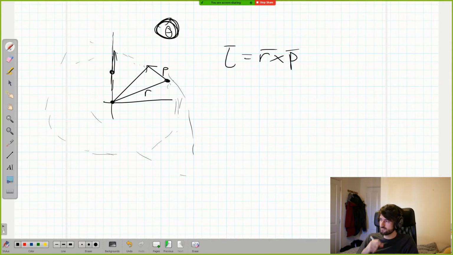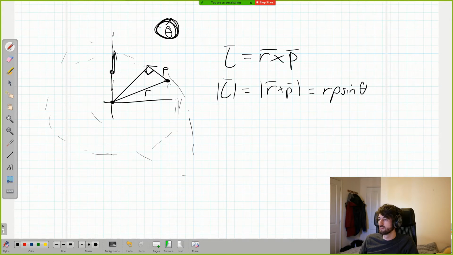Okay? And in this case, we've actually got quite an easy one. The cross product will go in and out of the page. I can't draw that, but I can show you how long it is here because I've used a very special example where this is at 90 degrees. If you just want to calculate the magnitude, you can use this formula: r p sin theta. And this is actually a really convenient one because this is theta.